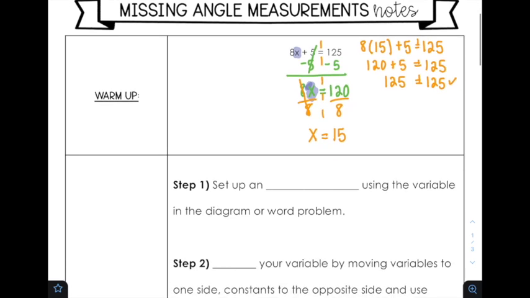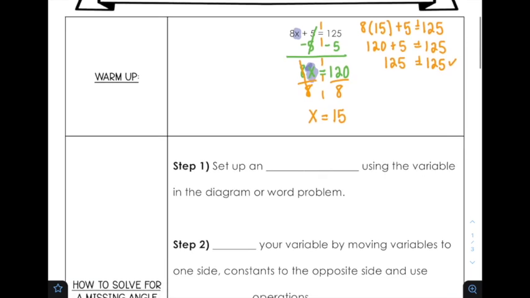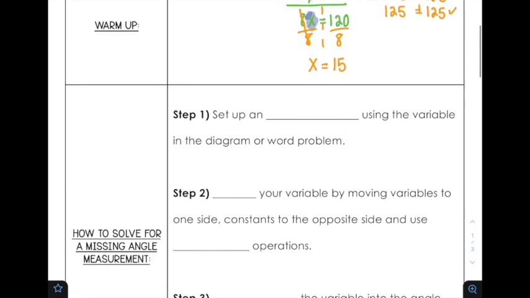The steps to solving a missing angle measurement using a relationship: you want to make sure you're identifying the angle relationship. You'll either have angles that equal 90 degrees, something that might equal 180 degrees, and also two angles or more than two angles that combine or are equal to each other. They're congruent.